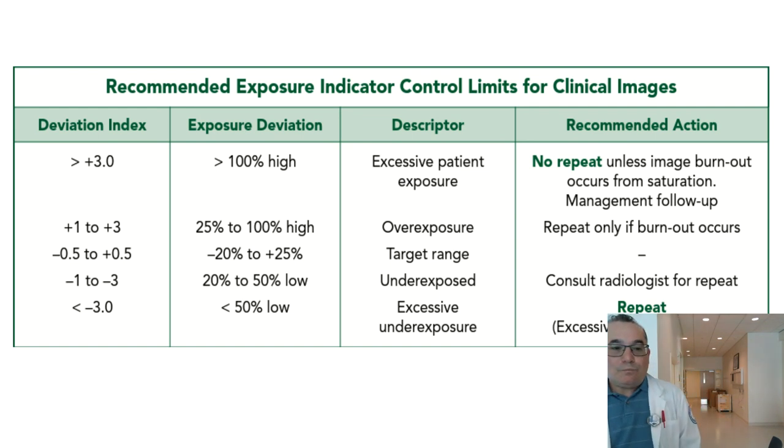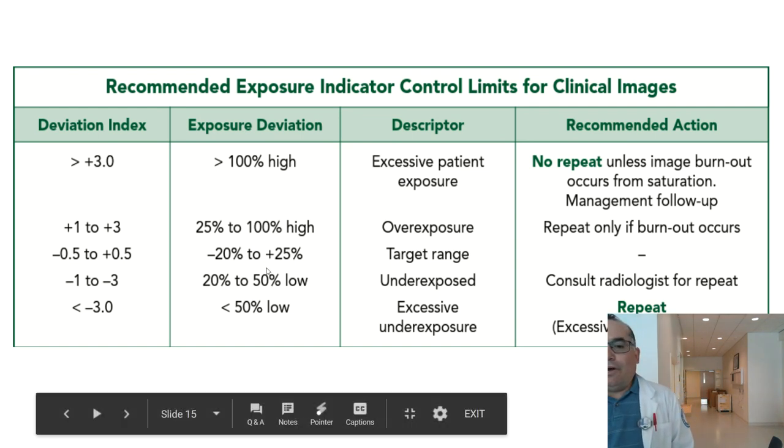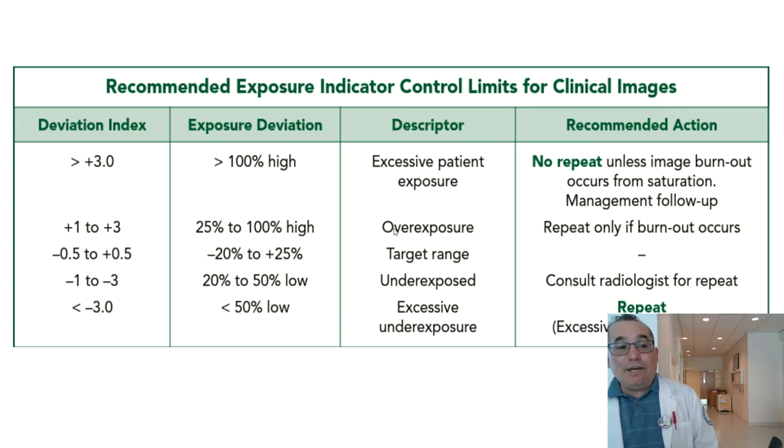Now, let's talk about over and underexposure, but not excessive. So it's kind of like middle ground. So overexposure is plus one to plus three. Underexposure, negative one to negative three. So it's not as much to memorize as you might think. We're just kind of playing with the negative numbers.